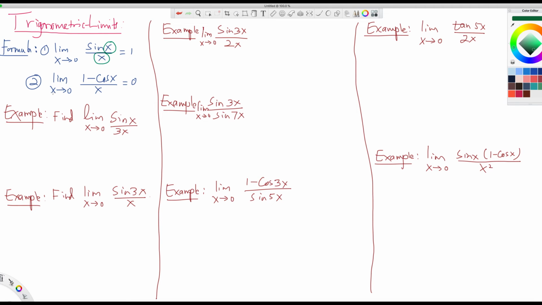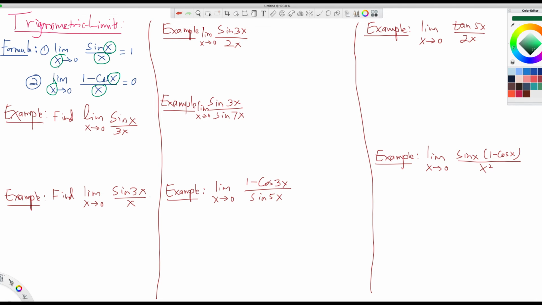And similarly, limit x tends to 0, 1 minus cosine x over x is equal to 0. Again, this must match with that. By the way, these three must match, okay? So this and that must match. And similarly here, this and that must match.